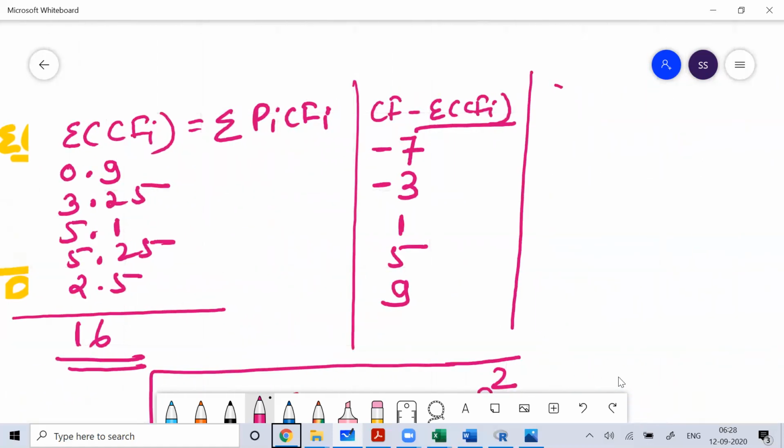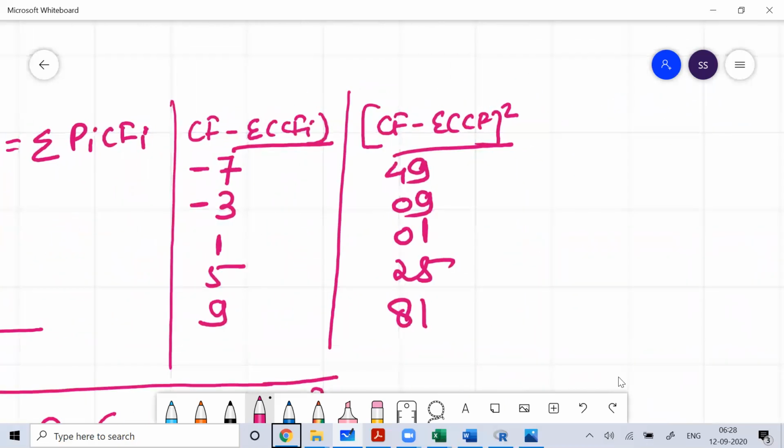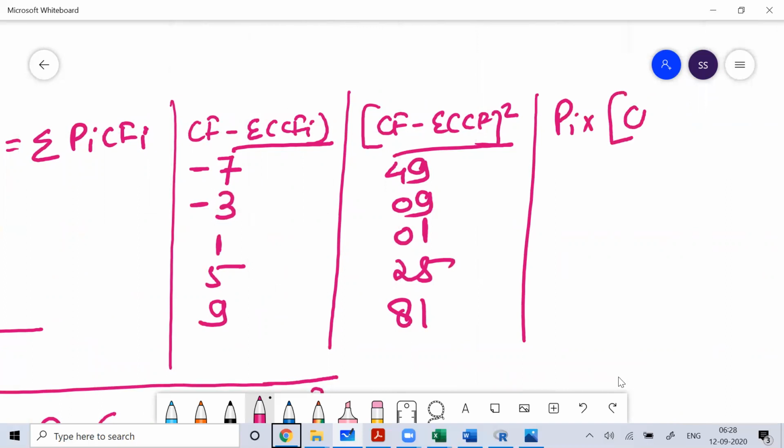Do the square of this. So this is 49, this is 9, this is 1, this is 25, and this is 81. And then multiply this with probability. So probability into cash flow minus expected cash flow whole square.